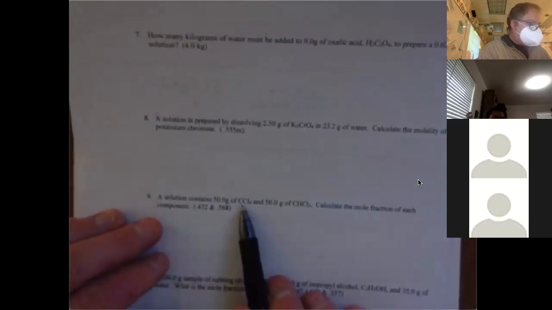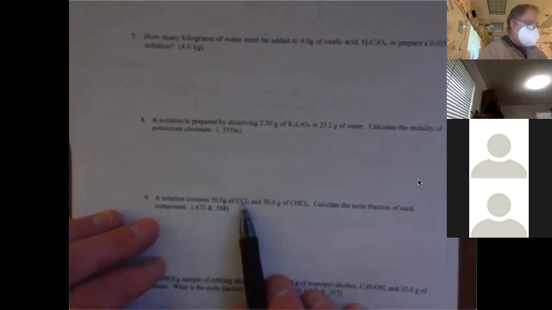Actually, there is this. This is the solvent. They're both the solvent, actually. They're both dissolving each other. This would be a miscible thing. Actually, that's funny. This is the mole fraction of each component. Let's take a look.